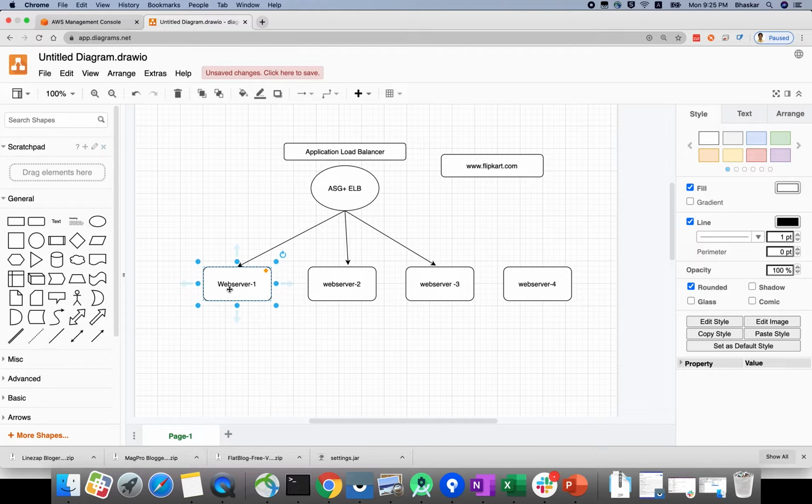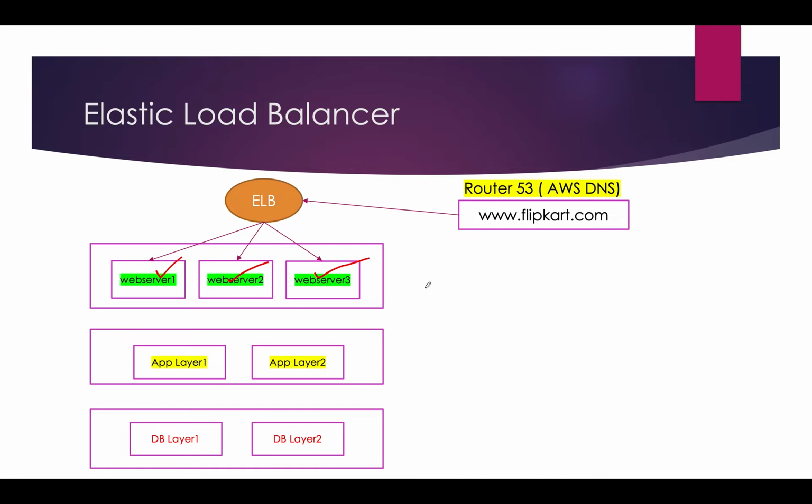This is what we call horizontal scaling: scale out and scale in. Scale in means you remove instances from your servers, and if you want to increase, you scale out. This is the topic of auto scaling group. Okay, what are the steps you need to follow? I will show you the steps.